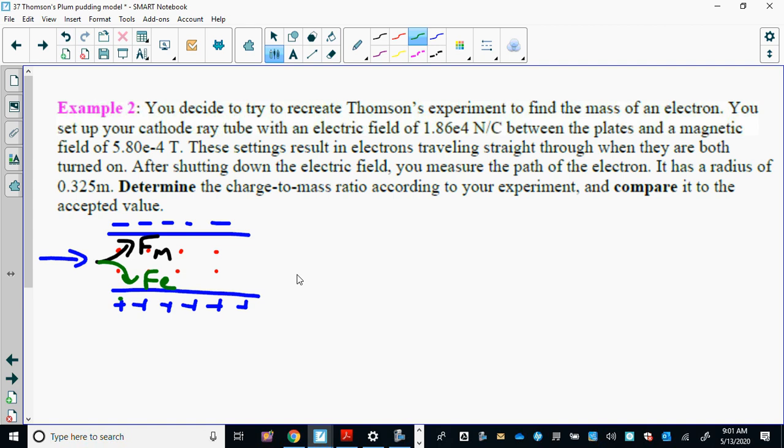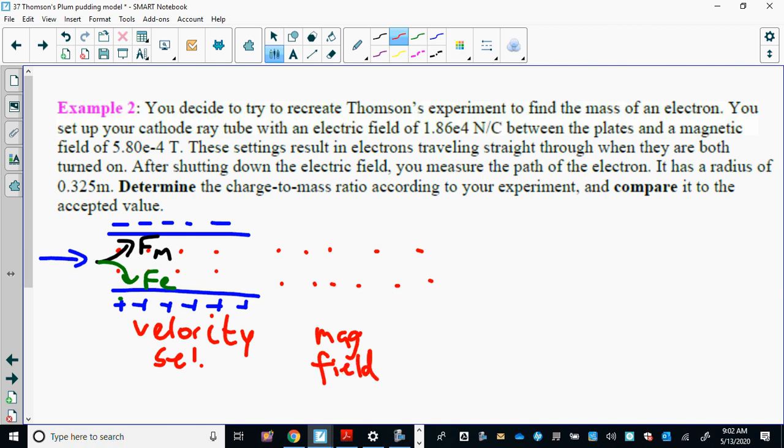So he does that and then turns off the plate. So now you've just got the magnetic field. Here's the velocity selector. Here's the magnetic field. All right, and we are going to determine the charge to mass ratio given this data. So the first thing we're going to do is find out the velocity. Step one is to calculate the velocity.